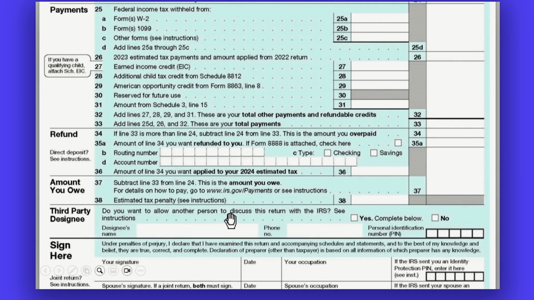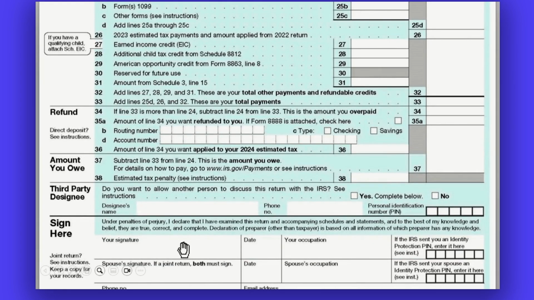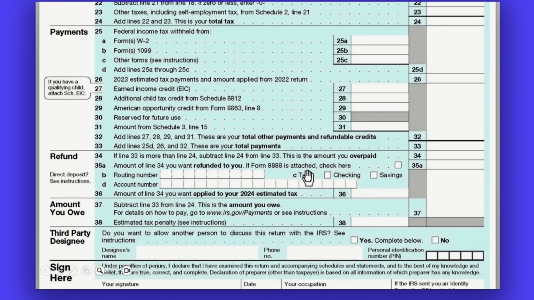And then we have this third-party designee part. This is a part where if the taxpayer agrees, they can check yes, and then you can put your name in here. And then if the IRS has a question about this tax return sometime down the line, then they will actually talk to you about it. They don't have to talk to the taxpayer. So that's kind of nice. And then at the bottom of page 2 of the return are the signatures. So the taxpayer is going to sign, and then you, as the paid preparer, are going to sign. So that is the 1040. Again, you're going to want to get your copy and go through that in detail.